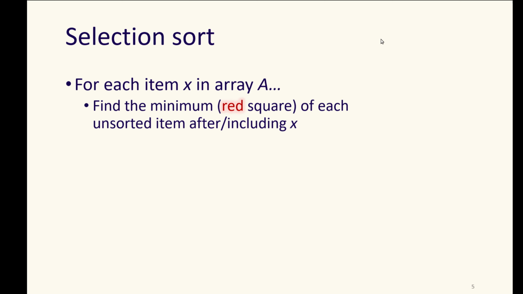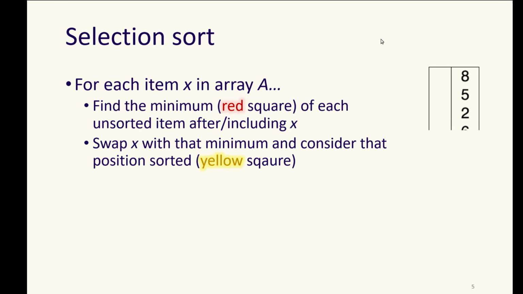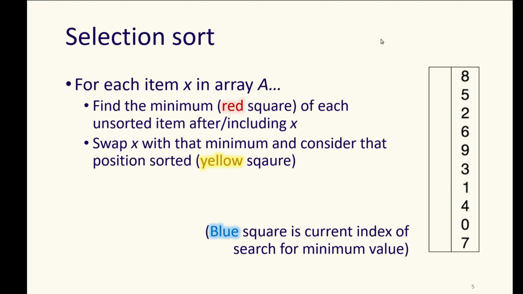Selection sort is also pretty simple. For every item in the array, we find the minimum of each unsorted item after and including x, meaning we find the first minimum, the second minimum, the third minimum, and so on. So we then just swap with that minimum and consider that particular position sorted. We no longer have to look at that location. So once I find the first minimum, I can ignore index 0. Once I find the second minimum, I can ignore index 1. And once I find the third minimum, I can ignore index 2.